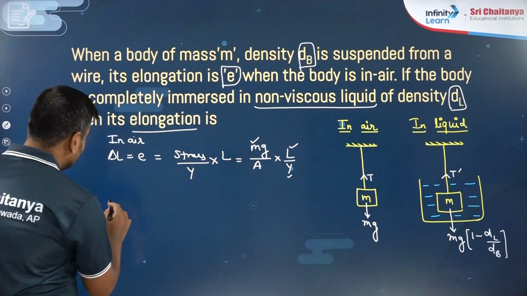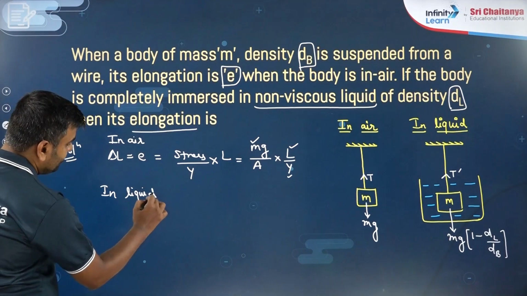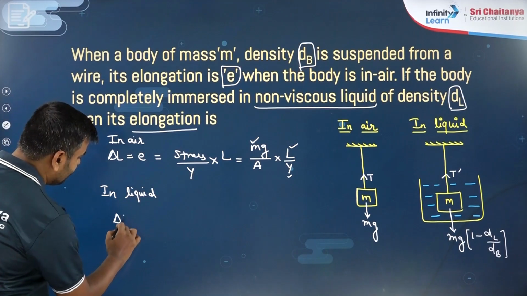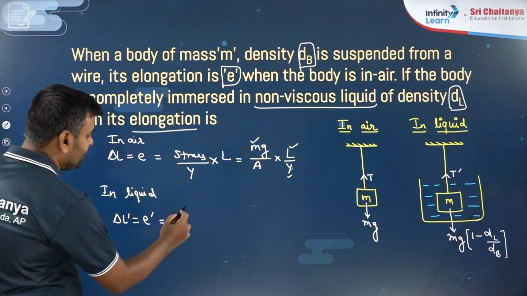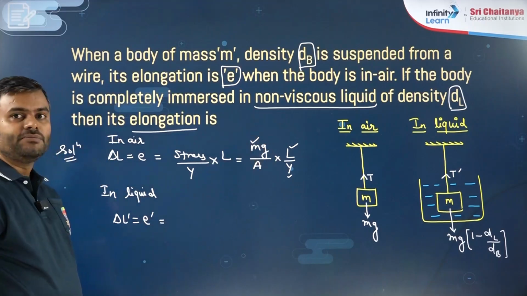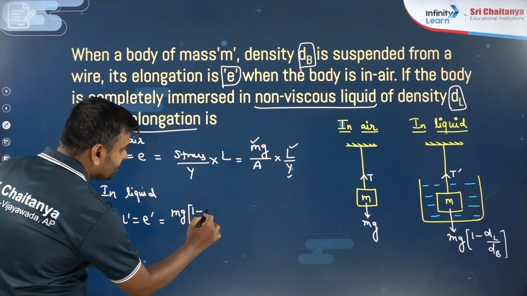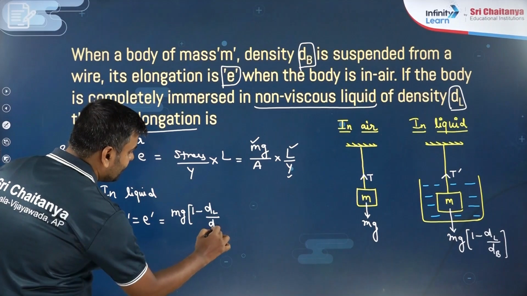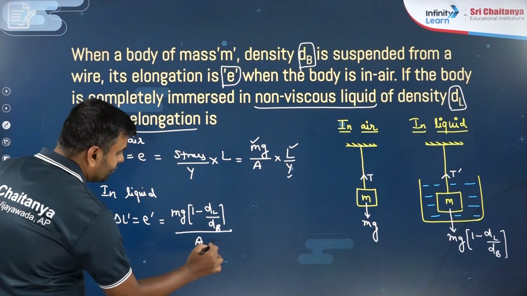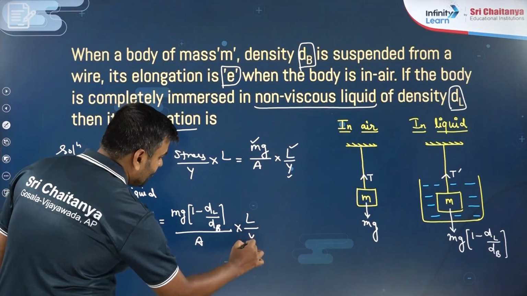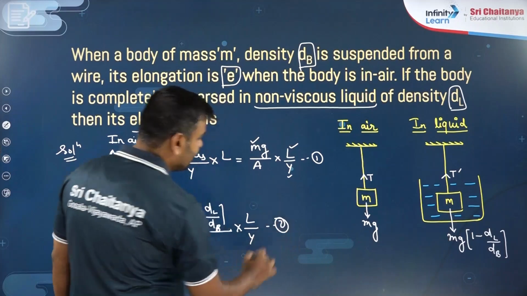So now the elongation equation we have in liquid, the elongation which will be delta L dash, I will take as E dash. So this E dash value will be, in place of mg, we are going to write mg into 1 minus dl by dv, divided by area of cross section into L by Y. We can take the first as equation 1, and this as equation 2.